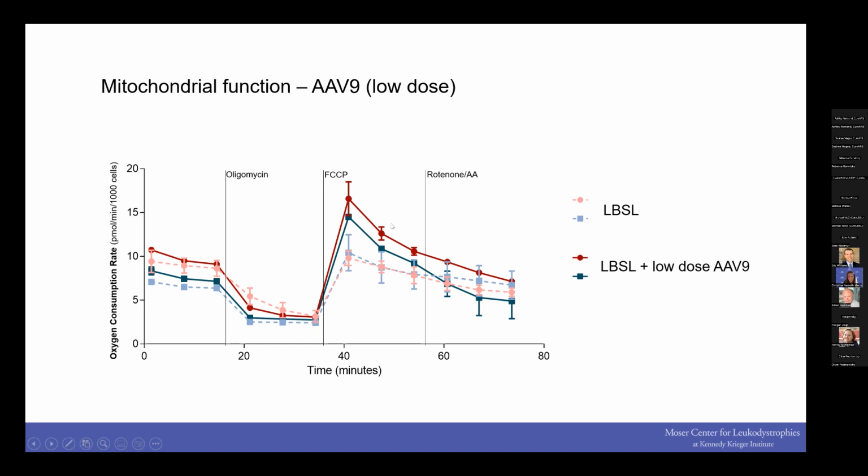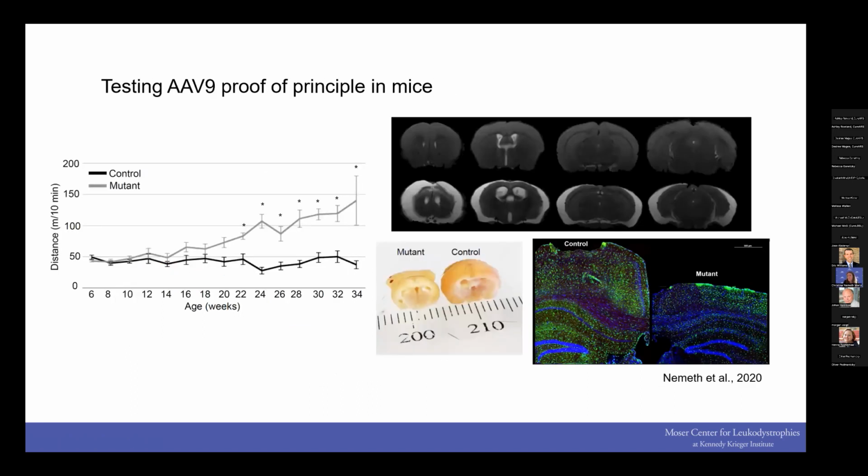Again, these are preliminary, and we will continue to test this with different conditions, optimizing the dosing and seeing how that works across different cell lines. And then finally, one thing that we're also going to be doing in our mouse model is testing the AAV9 as a proof of principle and also looking for toxicity in mice.